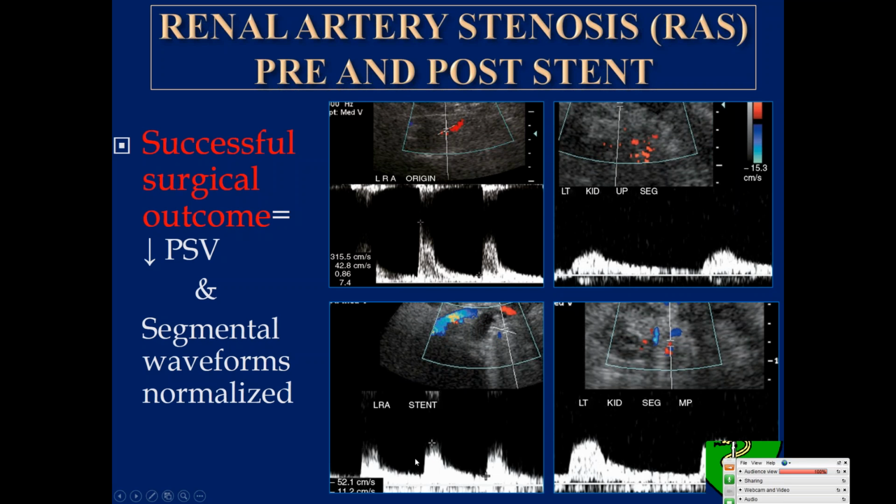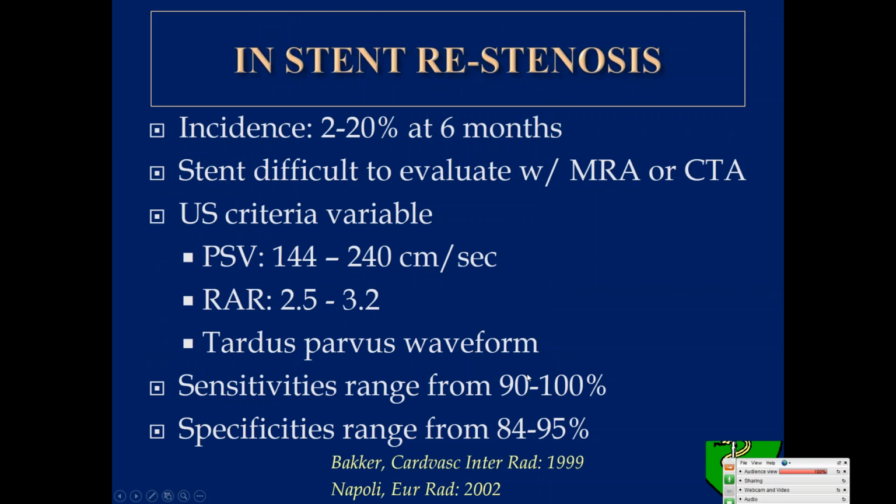And after stenting, the peak systolic velocity normalized, and there is also a normalization of the waveform pattern in the segmental vessels. So that was a very successful revascularization. In-stent restenosis is a very common problem and occurs in up to 20% of patients after stenting at 6 months and after.